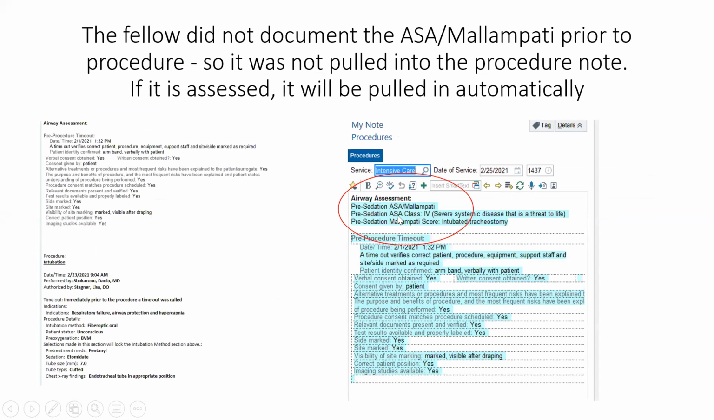Lastly, the important thing is to write a note about your procedure. The airway assessment that you clicked off in regards to your ASA and Mallampati will self-populate here if you have done it. If not, it won't show up, and that means that your intubation note is not complete. Below that will just be what's consistent with your intubation note, which you guys already do consistently.